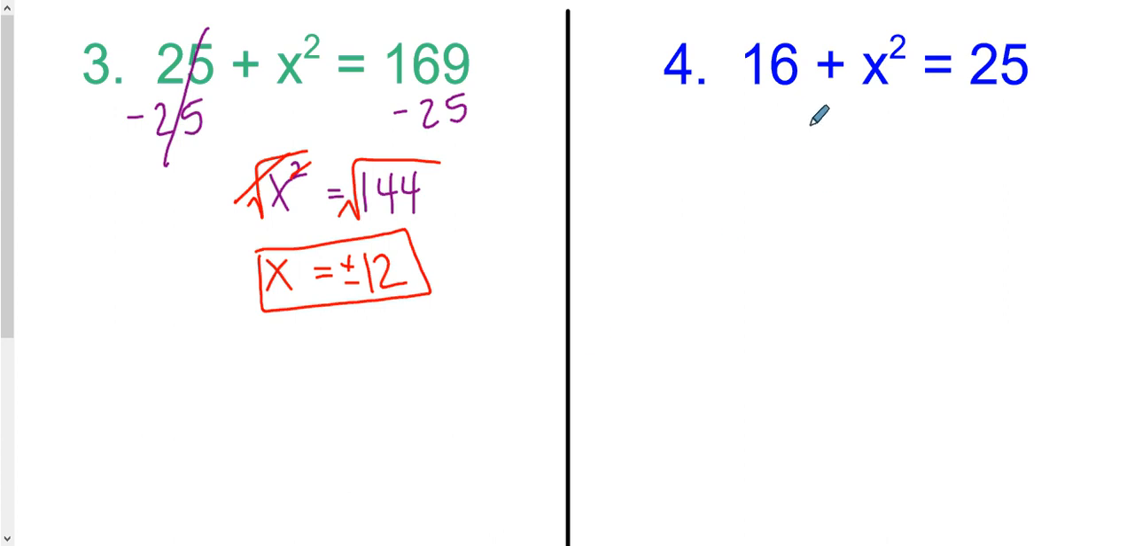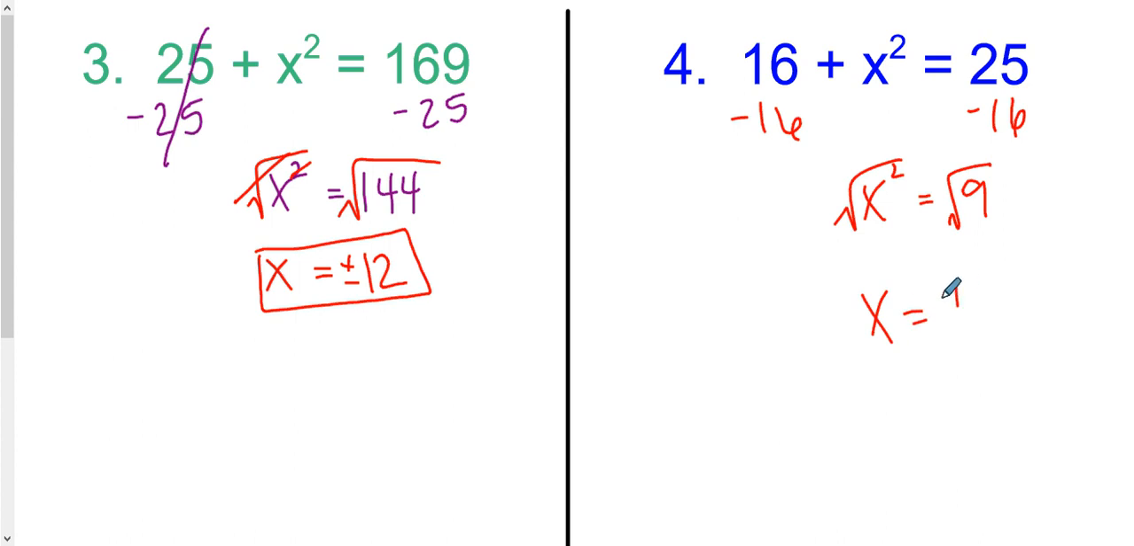All right, so number 4 is very similar to number 3. I'm going to start by subtracting 16, which leaves me with 9. We take those square roots, and you should end up with x equals plus minus 3.